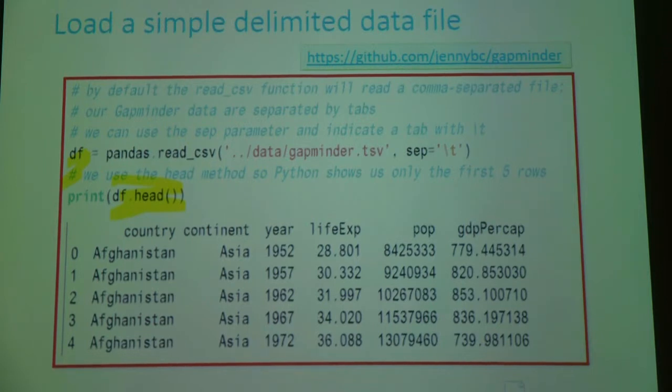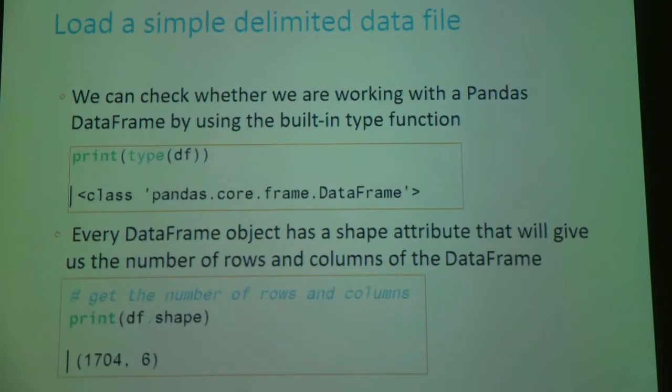So in here you have the column names: country, continent, year, life expectancy, population and GDP per capita, okay? And then in here we'll have the index, the row index, all right? The row index does not mean the row number. Could be the same, but usually they are not the same, as we'll see. All right. So we load a simple delimiter.